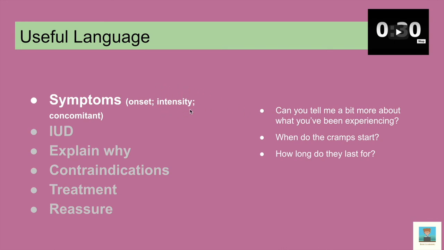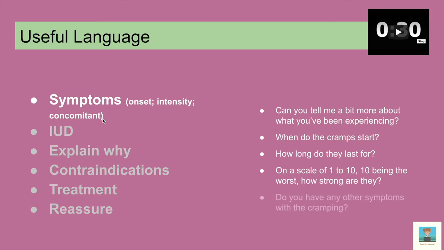Now we need something about intensity. So how can you question a patient about the intensity of the pain they've been feeling? You could ask, on a scale of 1 to 10, 10 being the worst, how strong are they? How strong are the cramps? So you get the patient to explain to you, to quantify it in some way. And then we need to know if they have been experiencing any other symptoms along with it, any concomitant symptoms. Do you have any other symptoms with the cramping? Open question, and then maybe more specific, have you been experiencing back pain or pain radiating to the back of your legs?